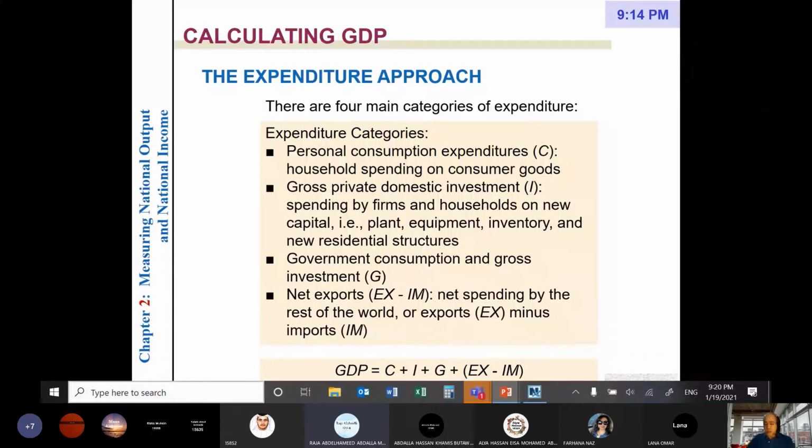Okay. So as Raja said, gross domestic product, according to the expenditure approach, equals consumption plus gross investment plus government expenditure plus net exports. Net exports equals exports minus imports. So the sum here is called aggregate expenditure to purchase goods produced domestically. I will go into each term quickly.